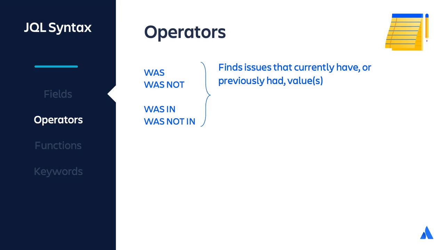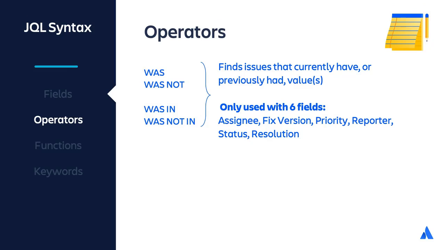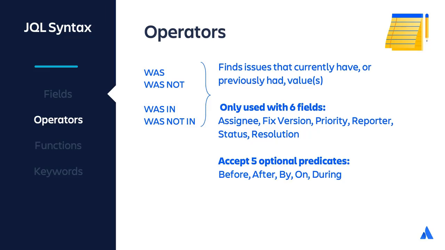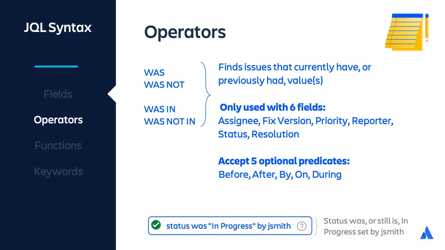Was searches through issue histories and enables you to search for past values with the additional possibility of defining a time frame to search within. However, the operators can only be used with these 6 fields: assignee, fixed version, priority, reporter, resolution, and status. And they accept 5 optional predicates: before, after, by, on, and during. Status was "in progress" by JSmith returns all issues that were or are currently in the status in progress and were set to that status by user JSmith.